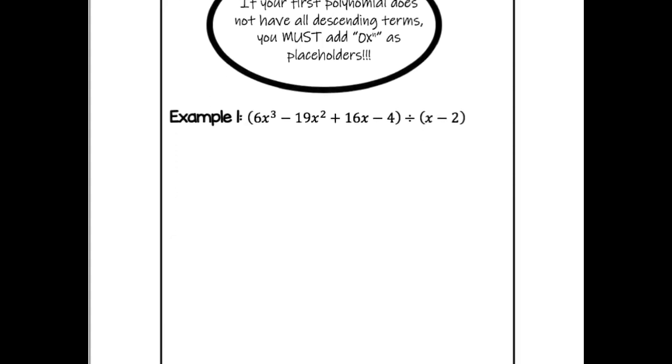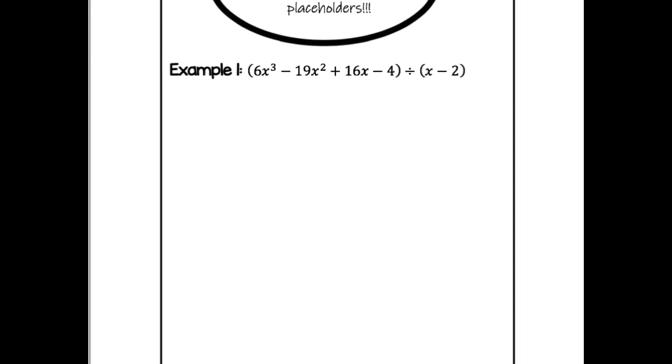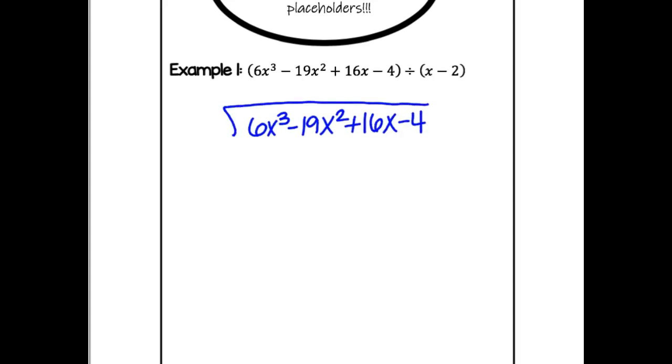So we look at our first example. And we have here the polynomial 6x cubed minus 19x squared plus 16x minus 4, and we're dividing by x minus 2. So we take our 6x cubed minus 19x squared plus 16x minus 4. We put that inside the division bar, and we put x minus 2 on the outside.